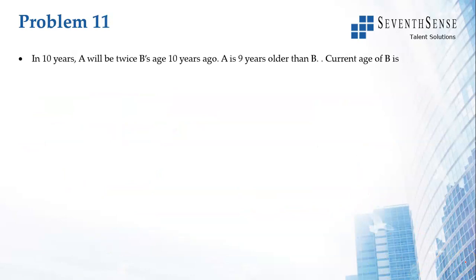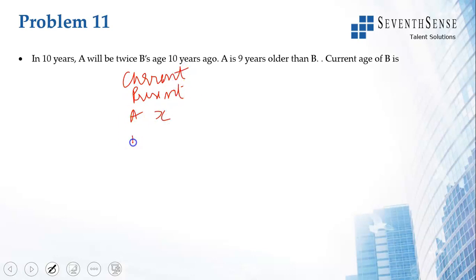In 10 years, A will be twice B's age 10 years ago. So in 10 years is also another way of saying 10 years in the future, or 10 years hence, or 10 years after. So if you say A's age is X and B's age is Y, current age. Okay, so we say current as in present, both are the same, present and current. A is X and B is Y.